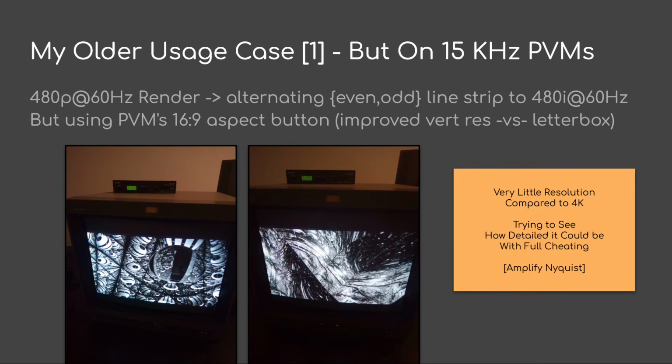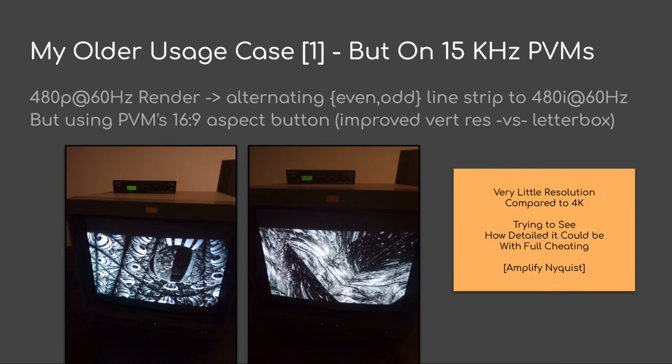And then I also used the PVM 16:9 aspect button so that I improved the vertical resolution compared to if I just letterboxed it. Now you'll note this is extremely small resolution compared to 4K, but I wanted to see how detailed it could be with full cheating, i.e. what if I just maximized amplification at Nyquist as much as you could possibly do.